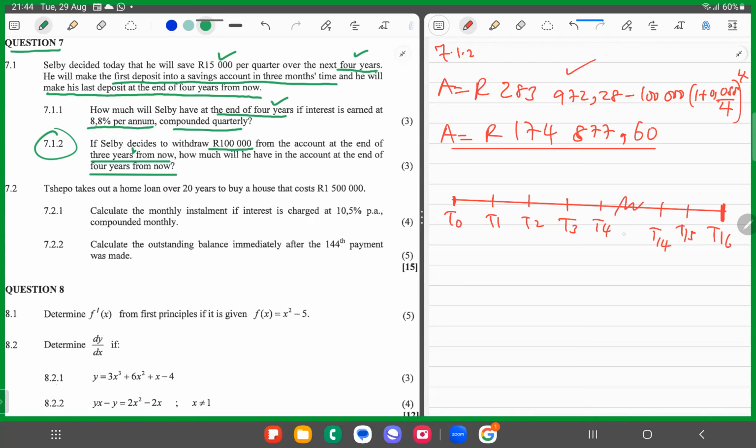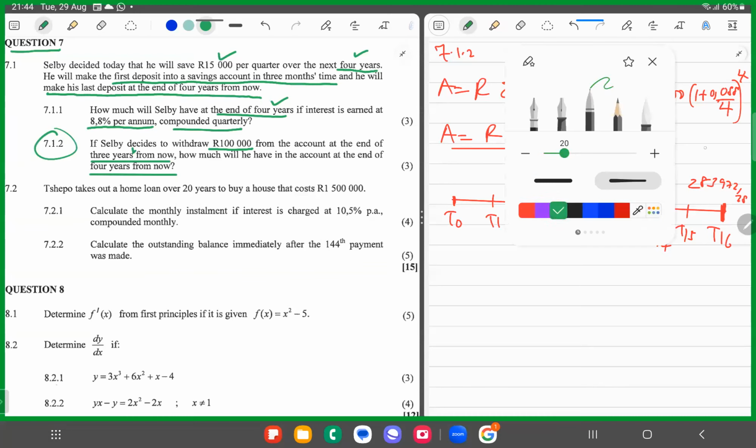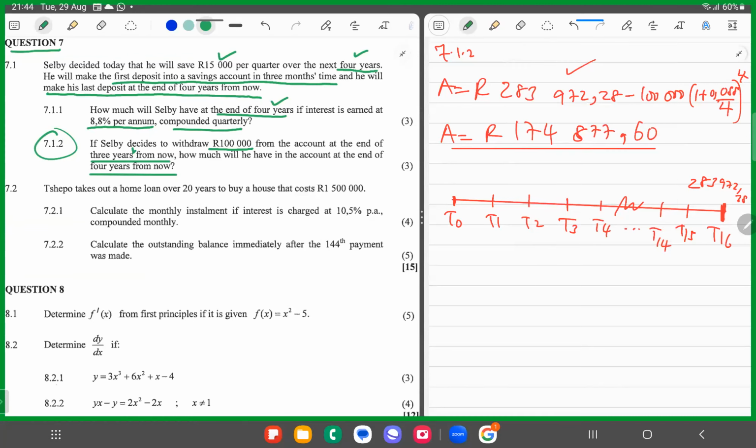Right. So at the end of the 4 years, it's going to have 283,972.28 at the end of the 4 years. But now 3 years would be what? So 3 years from now, it would obviously be a quarter towards the end. So in other words, you're going to be here. So this is going to be 3 years.